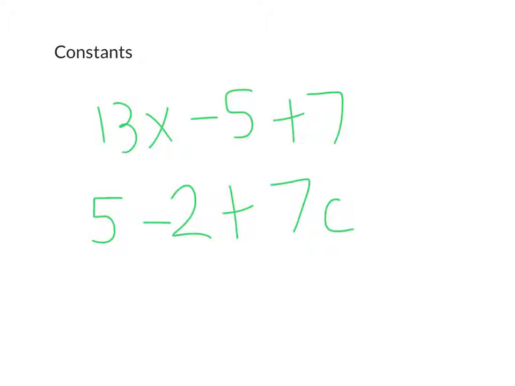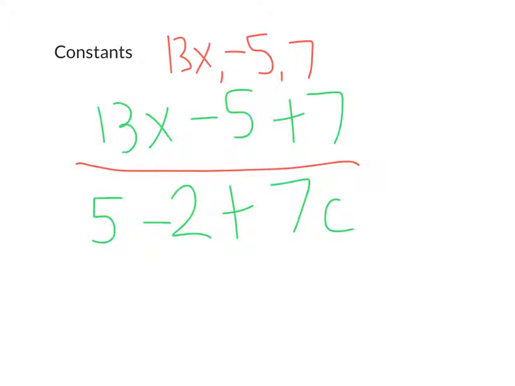So the last vocabulary term I want to deal with is called constants. Constants are the numbers that aren't variables, aren't associated with variables, so they don't change. In this long expression here, we have 13x minus 5 plus 7. That means I'm going to have 3 terms: the 13x, the minus 5, where I'm going to associate that negative with it, and the 7. The constants are the numbers that don't have a variable associated with them, so the constants are just going to be negative 5 and 7.